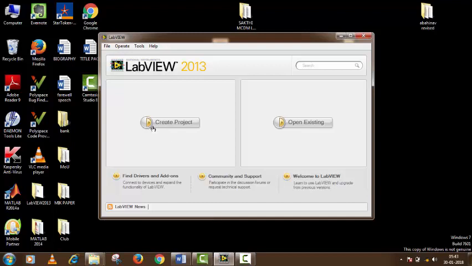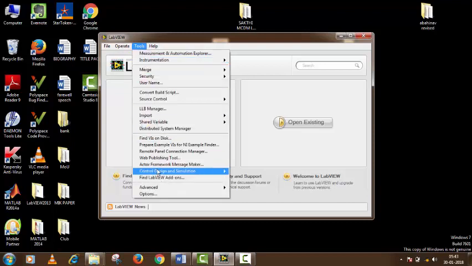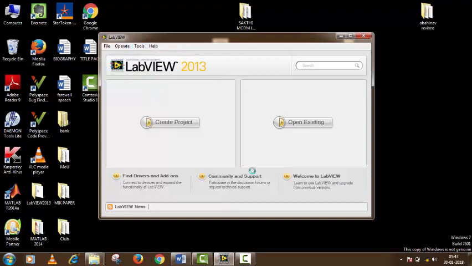So first I am opening LabVIEW, and after that going to Tools. In Tools, Control Design and Simulation option, going to Fuzzy System Designer. What happens? It takes some more time.